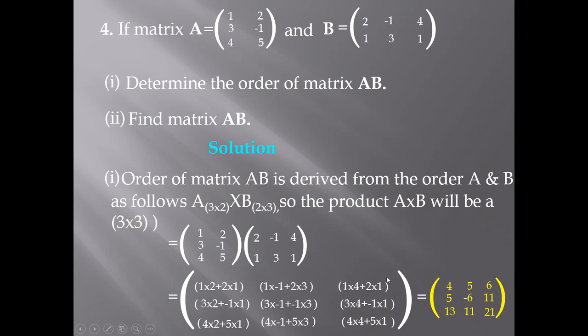This is 2, this is 2, giving us 4. This is 6, negative 1, giving us 5. This is 4, 2, giving us 6. This is 6, negative 1, giving us 5. Negative 3, giving us negative 6. 12, negative 1, giving us 11. 8, 13, negative 4, 15, 11. 16 plus 5, giving us 21.